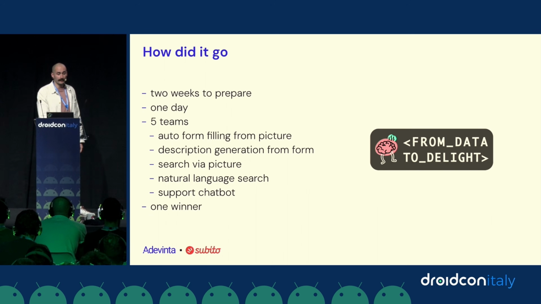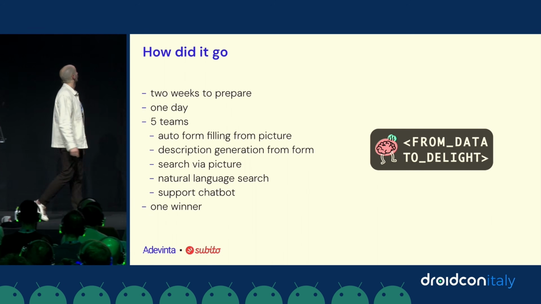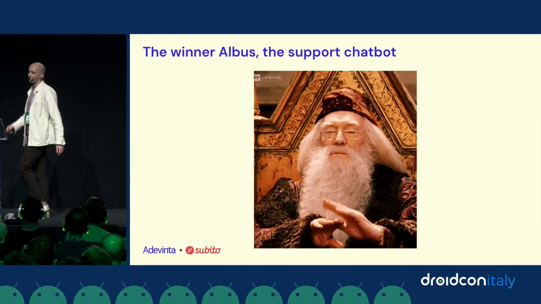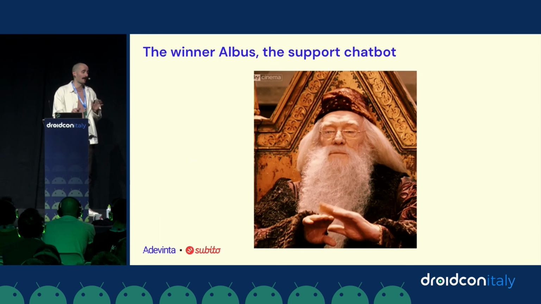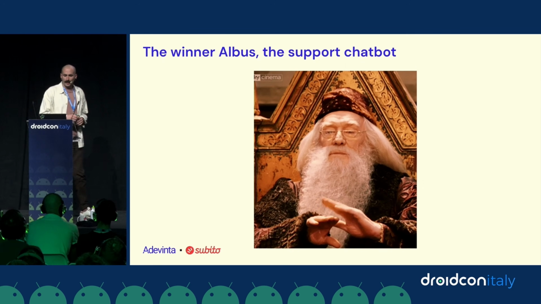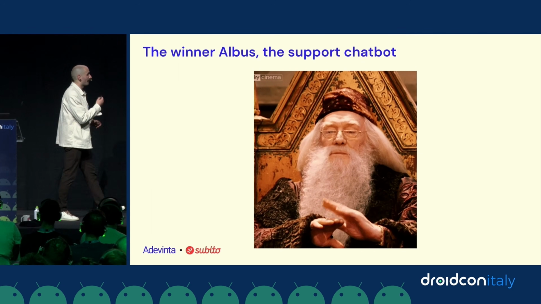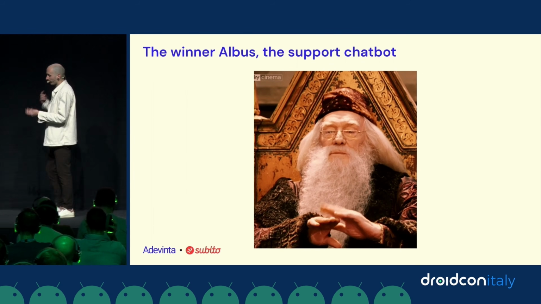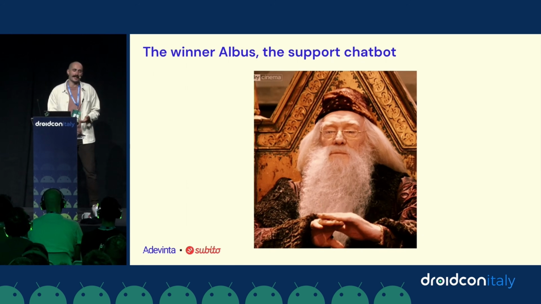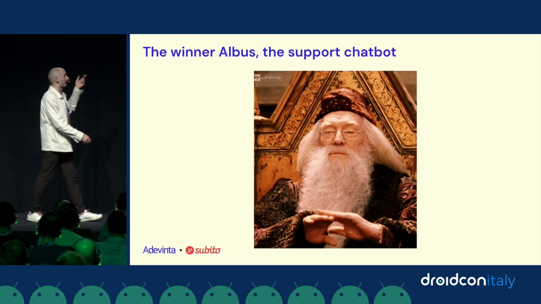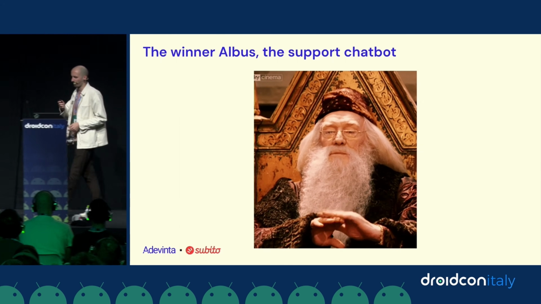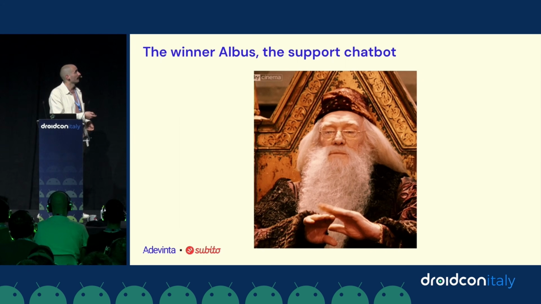It really went well, and we had one winner at the end, which was Albus, the support chatbot. I must say that all the projects were really cool. And why, you may ask, why Albus? Well, we have a thing in Subito that every machine learning model, algorithm, takes its name from a character from the Harry Potter franchise, in this case, Albus. We have also Sirius and Draco, if I remember correctly. Well, let's see the demo from the event.